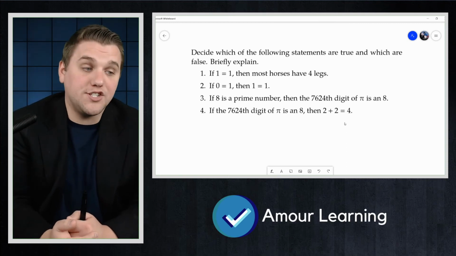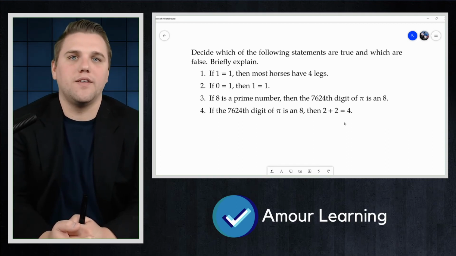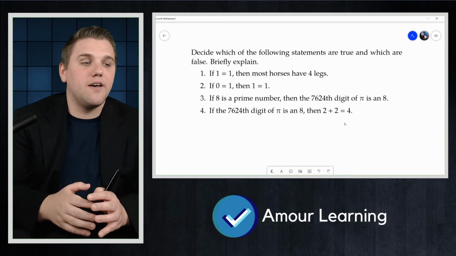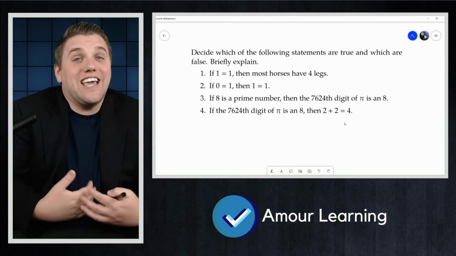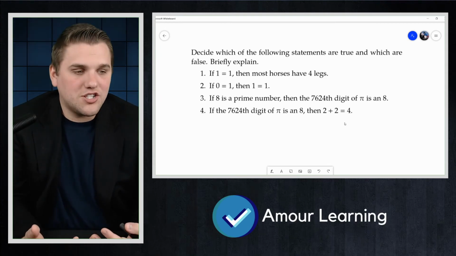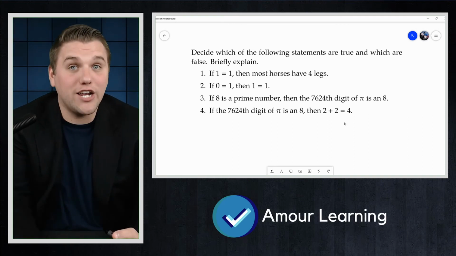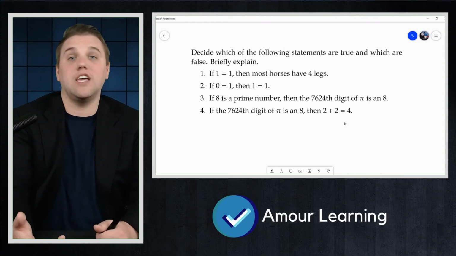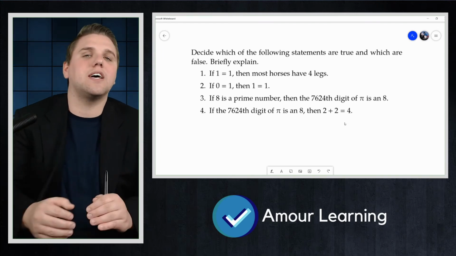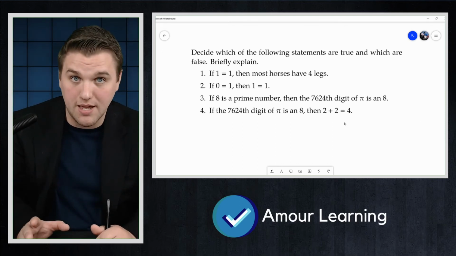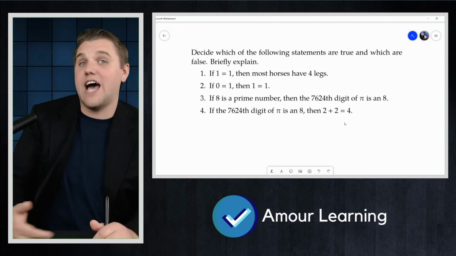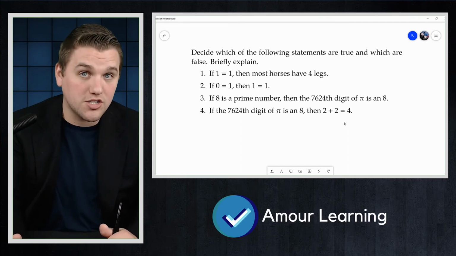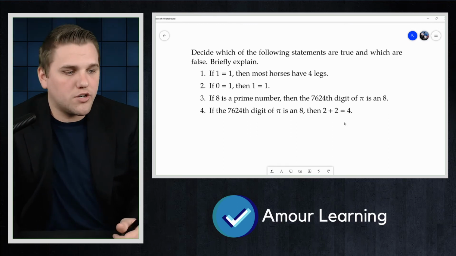Number 2, if 0 equals 1, then 1 equals 1. That sounds false, but it's actually true. And the reason is because the assumption 0 equals 1 is false. And so false things can imply true things. That's okay. So just because the hypothesis is false doesn't mean the implication is false. In fact, as we saw earlier, if the hypothesis of an implication is false, then the implication is true. So number 2 is true as well.